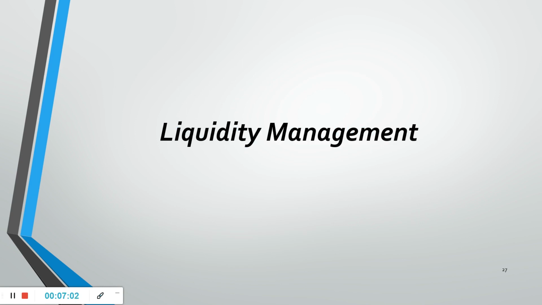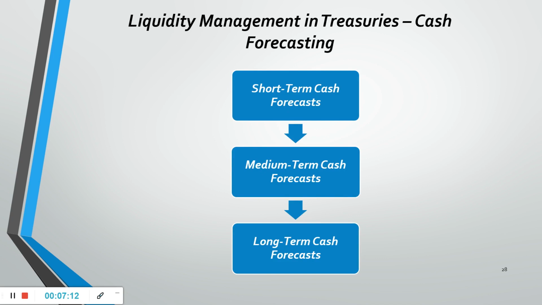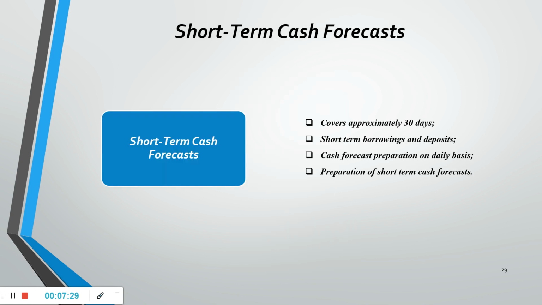Now I'm going to touch on a new section, that is liquidity management. What is liquidity management? Basically, liquidity management in treasury is a cash forecast. And when I'm talking about cash forecast, it's generally made over three time horizons, which include your short-term cash forecast, medium-term cash forecast, and long-term cash forecast. Now I'm going to discuss the short-term cash forecast first.